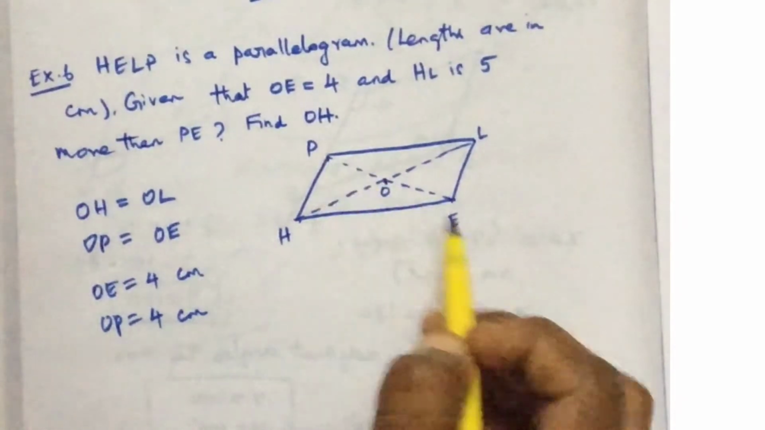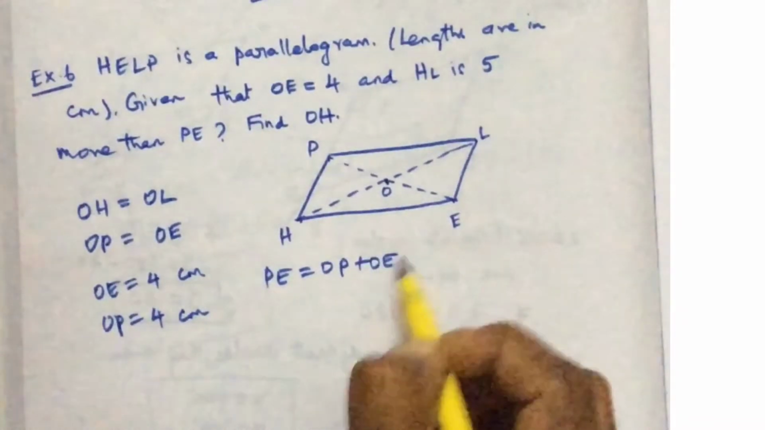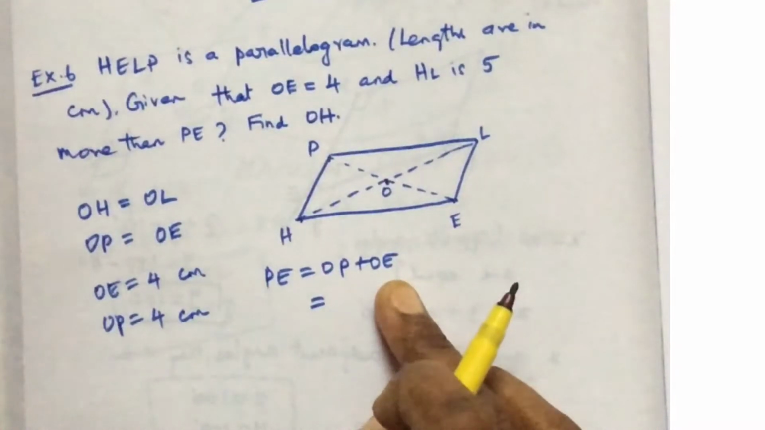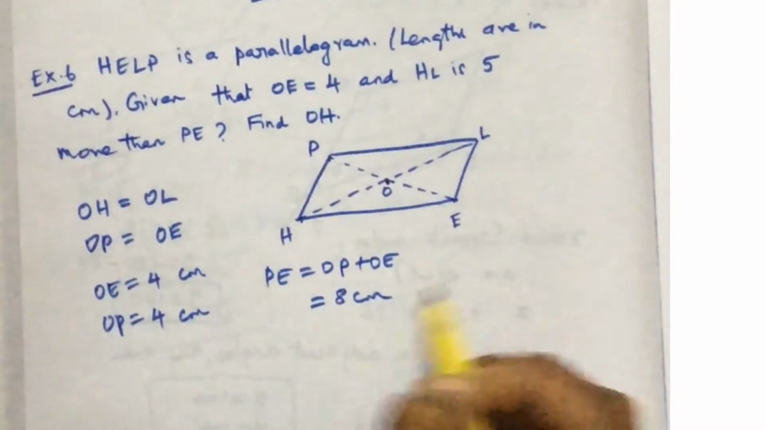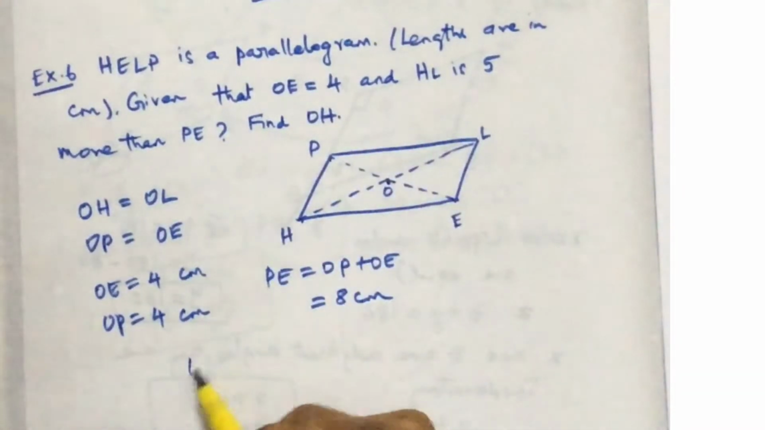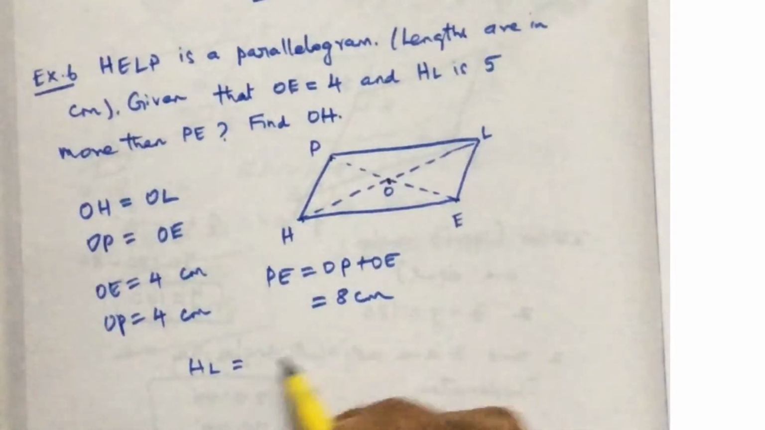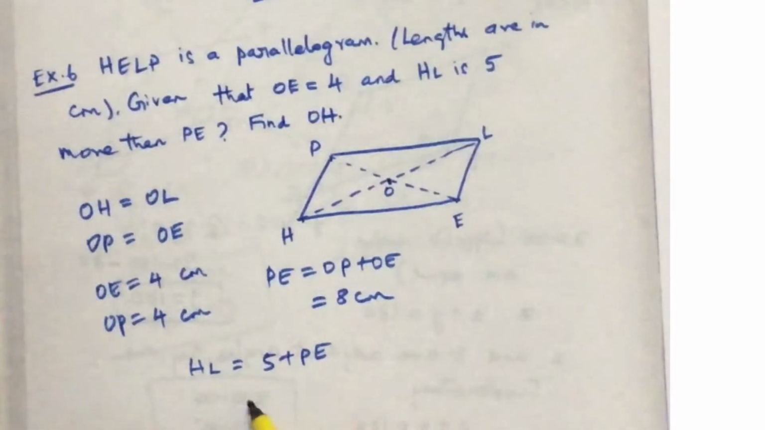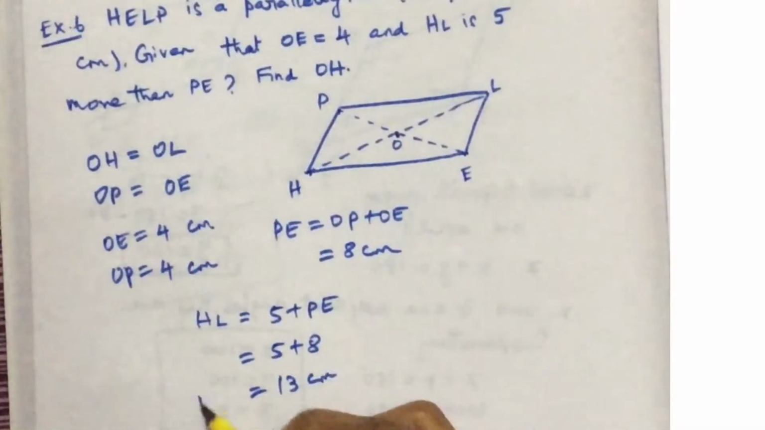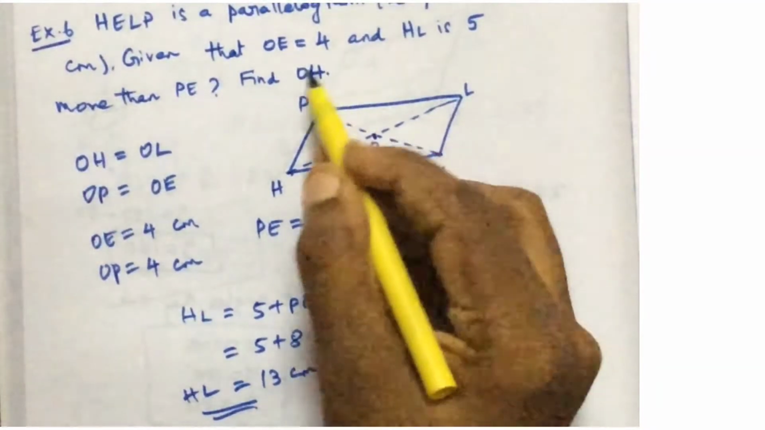So what will be the PE? PE equal to OP plus OE. If I add together, I will get PE. Then OP plus OE together gives 8 centimeter. Then what is given is HL. HL is 5 more than PE, which means 5 plus PE, that is equal to 5 plus 8, 13 centimeter. HL is 13 centimeter.